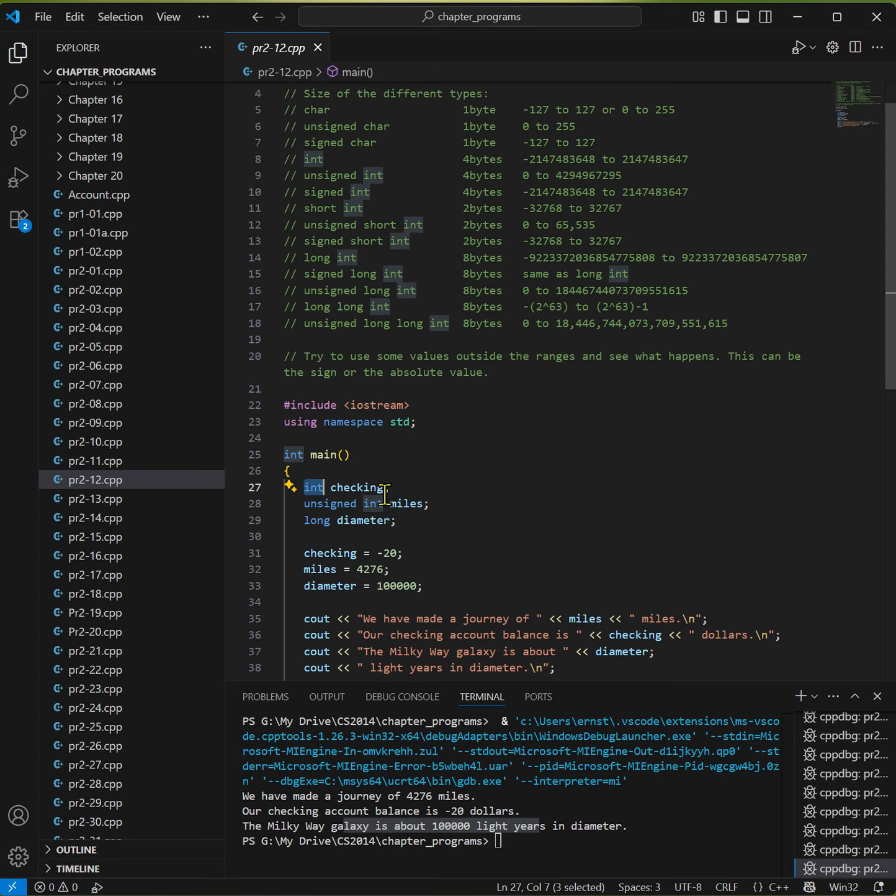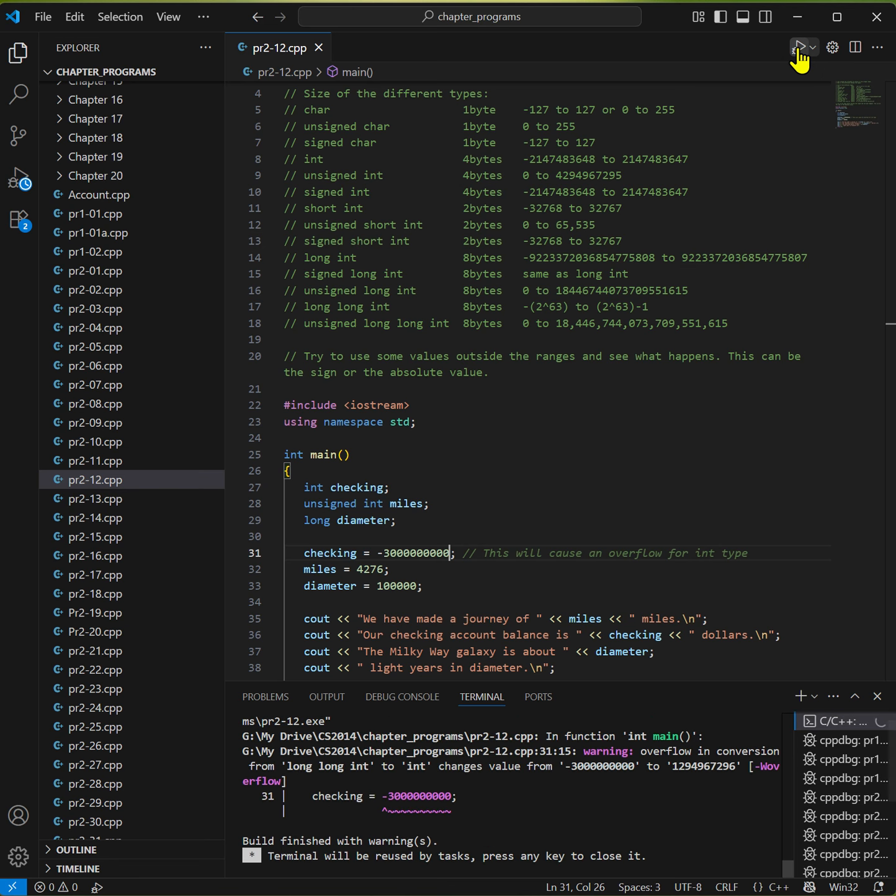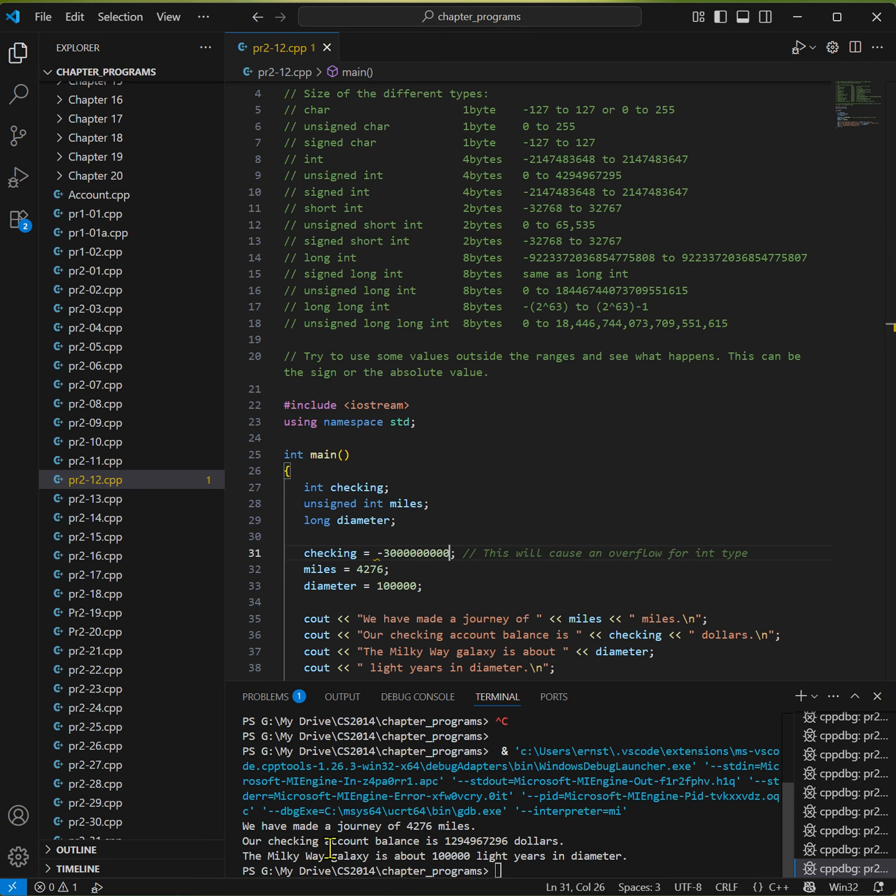And if I make this 3, 1, 1, 1, 0, 0, 0, 0, this is minus 3 billion. And actually the artificial intelligence is already giving a message that this will cause an overflow for the integer type. So if we run this, you see that these numbers don't match. And why doesn't it match?